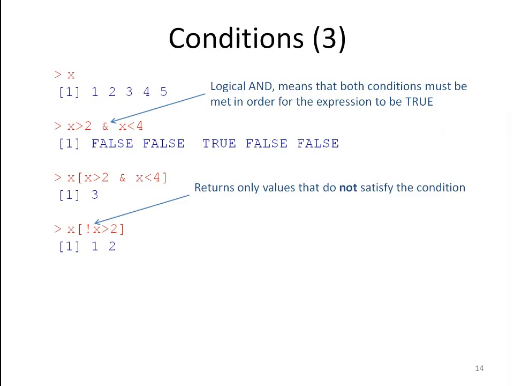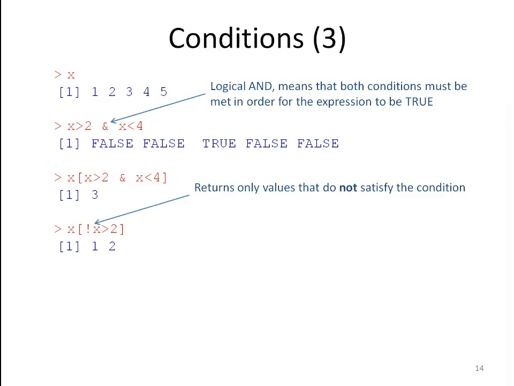And if you want to get the actual numbers, you use the index function. You ask for the X in the positions where this condition is met, and you get a 3 because only the 3 had a true, and only the 3 is both greater than 2 and less than 4.